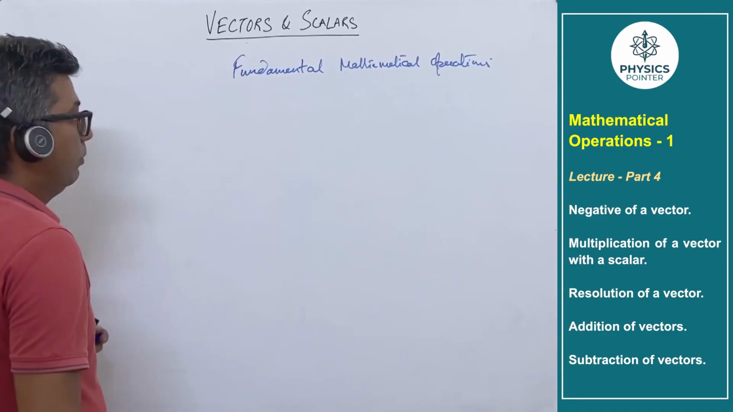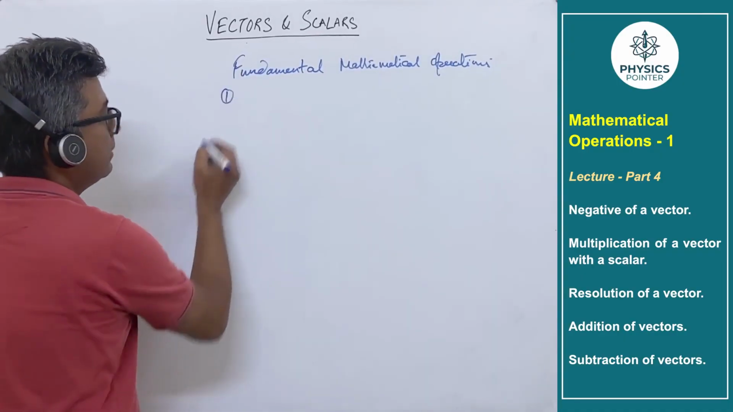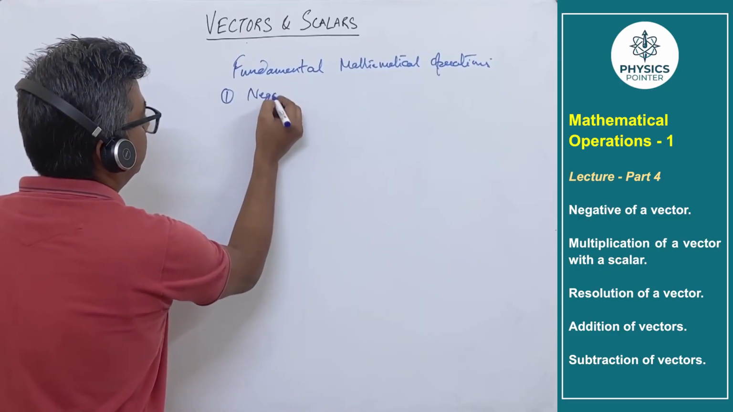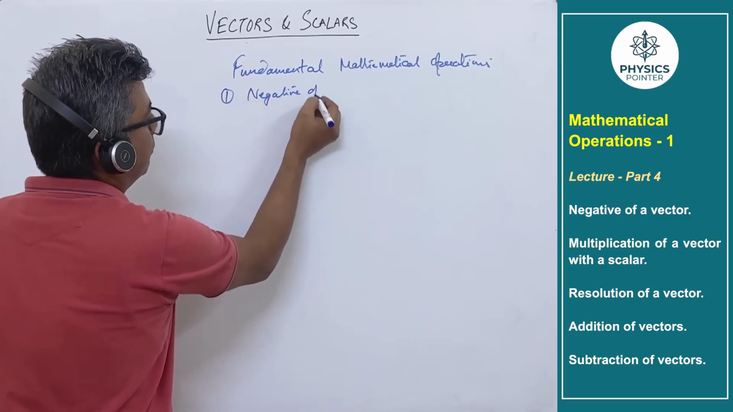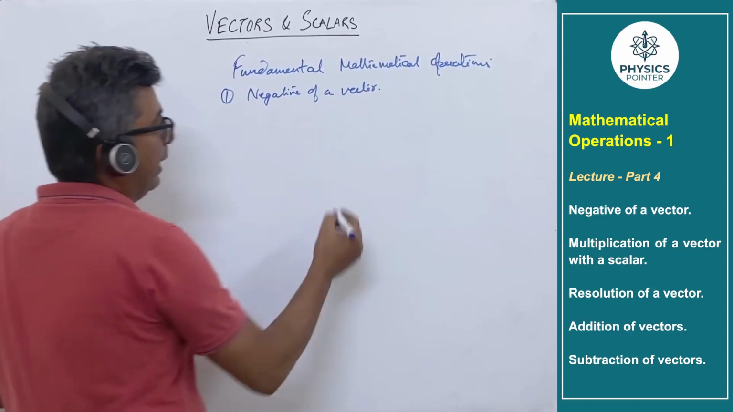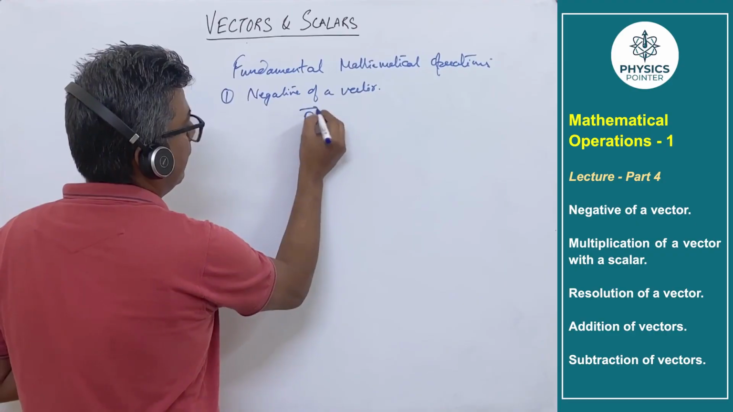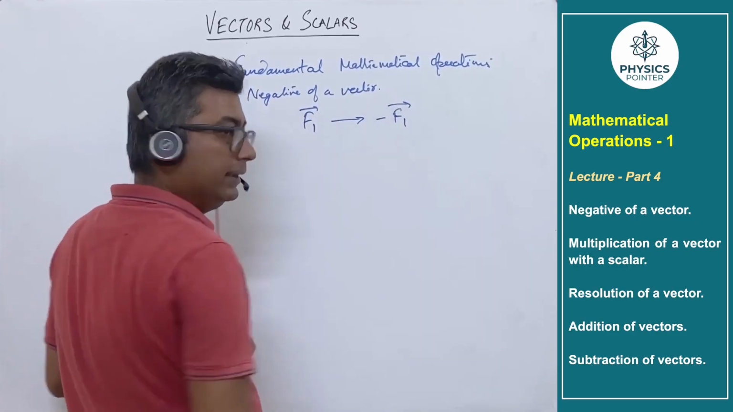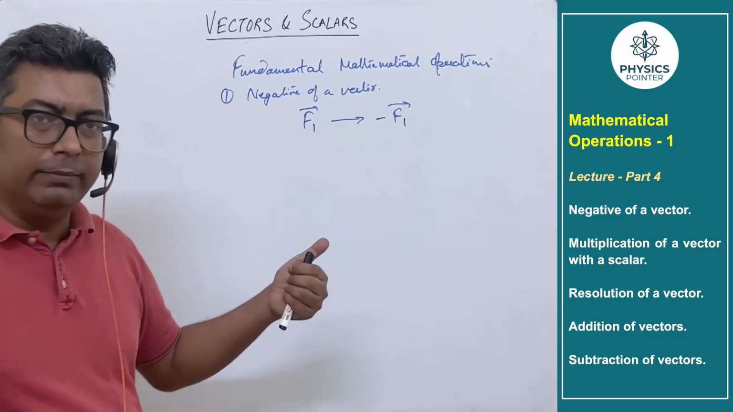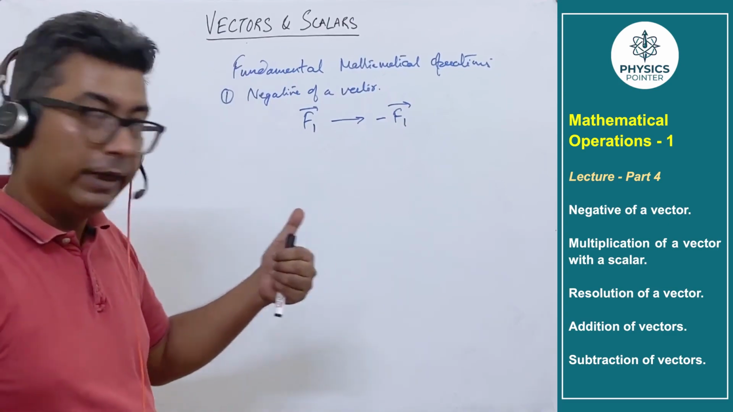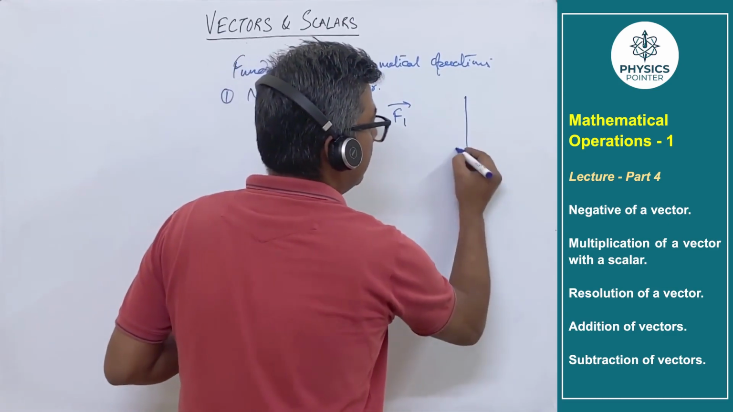Fundamental mathematical operations. To begin with, let's take a very simple thing, which is the negative of a vector. If I have a vector, let's say F1 as a force, the negate will be minus F1. So what exactly changed? The magnitude remained the same. The only thing that changed is the direction.